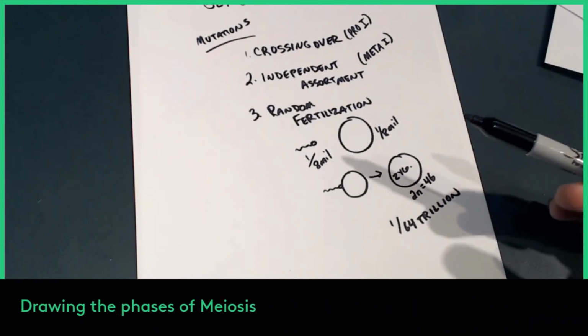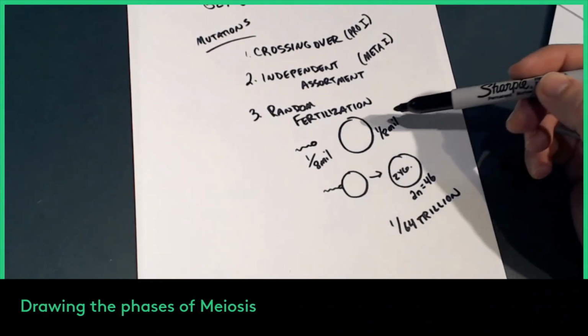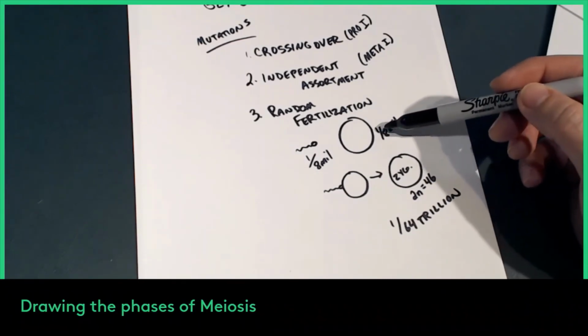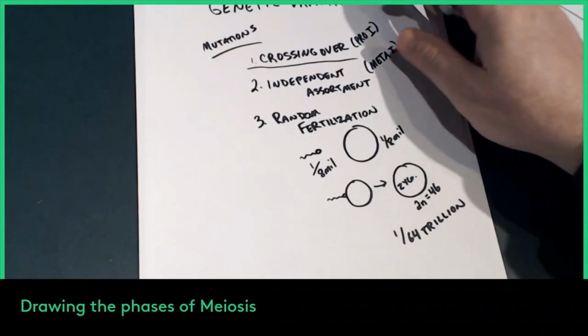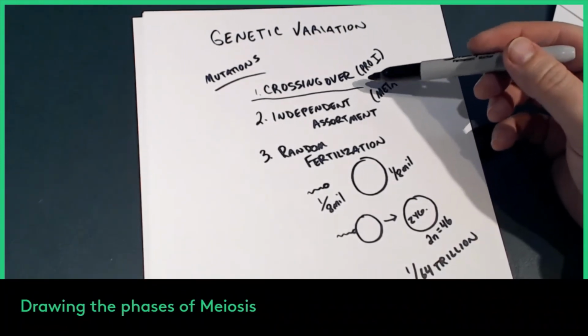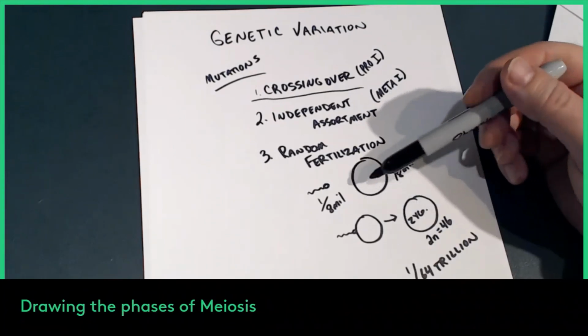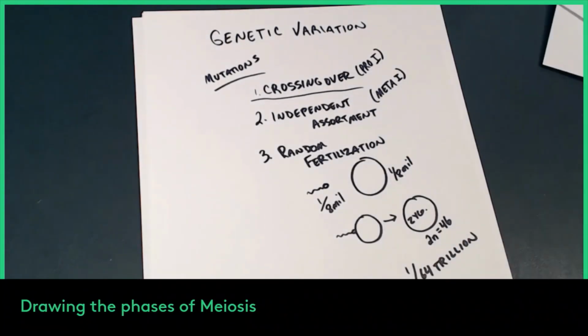Because if the same 2 people that made you really had a 1 in 8 million shot here and a 1 in 8 million shot of making this egg, what are we forgetting? Crossing over, right? We have no idea when or where that's going to happen. So this 1 in 8 million and 1 in 8 million, those numbers are kind of silly, right? Because we don't know where the crossing over events happen. So technically it would be a lot more than that.